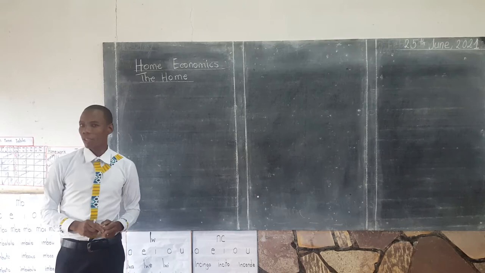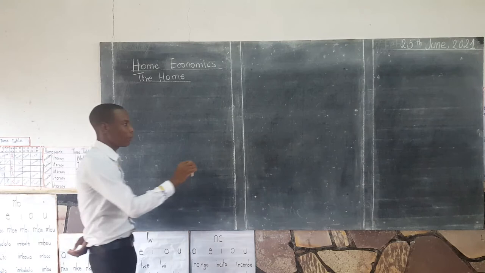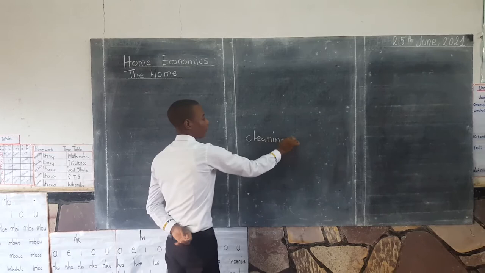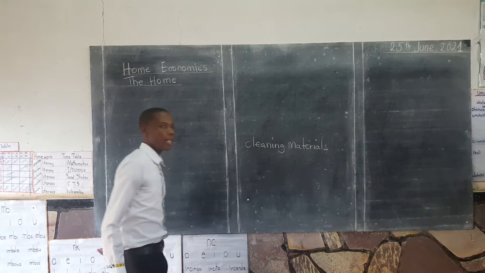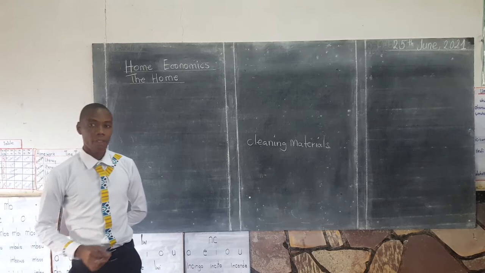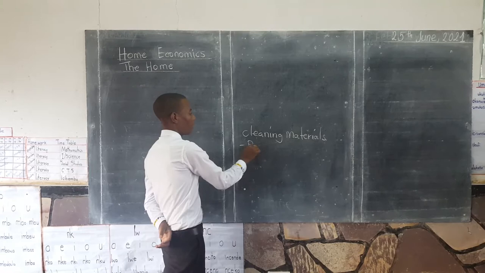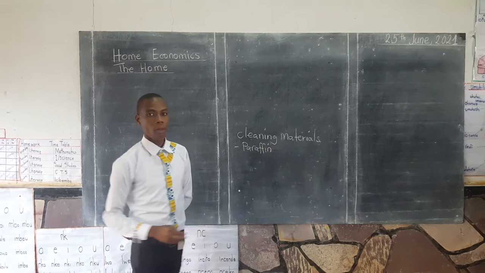When we met last time, we looked at cleaning materials. We said these are materials that help us to keep our homes clean. They help to kill germs. They help to maintain surfaces. And among the cleaning materials that we discussed, we looked at paraffin. We said we use paraffin when we want to clean windows. Apart from paraffin, we looked at Ajax.